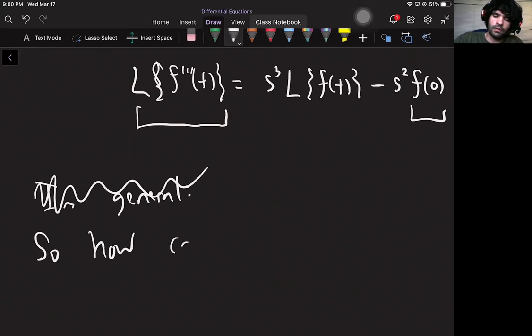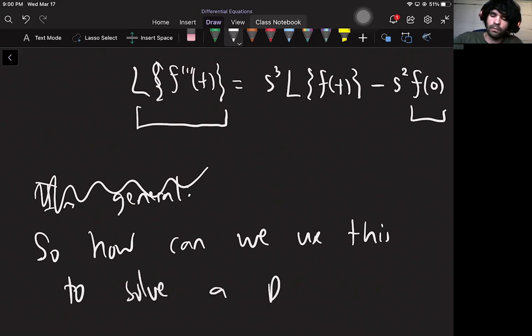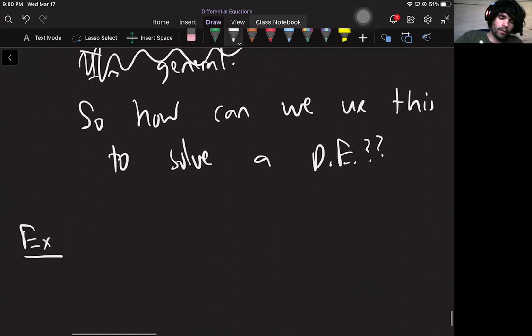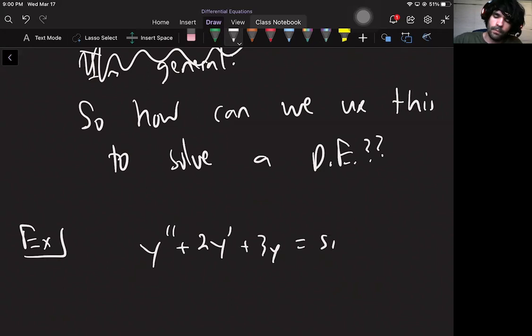So how can we use this to solve a differential equation? That's the big important thing. We're using this just as a tool to solve a differential equation. Well, a differential equation involves derivatives. Let's, of course, start off with one we already know how to do, so we could verify it if we wanted to.